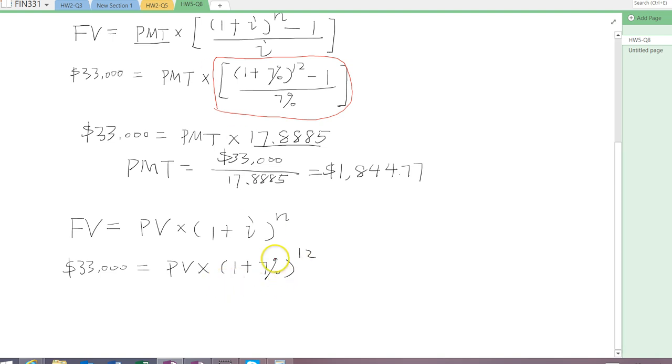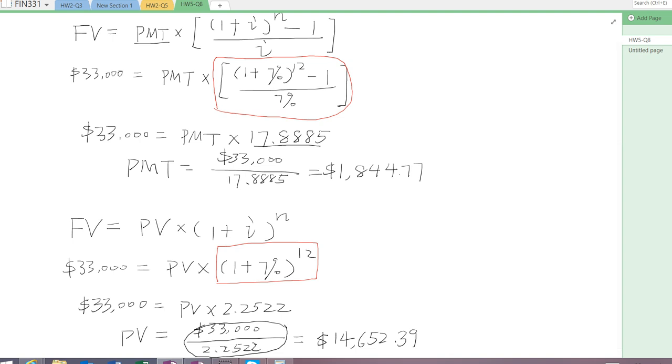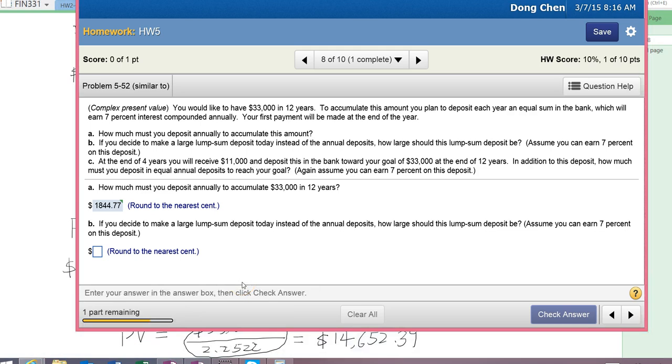So again, let me use a different color pen to show you more clearly. This chunk is called the future value interest factor, without the annuity, right? It's the future value interest factor. So let me divide both sides by this chunk. Then just pull these numbers back to my finance app and see whether we got the right answer. It's 14,652.39. Okay, check my answer again.